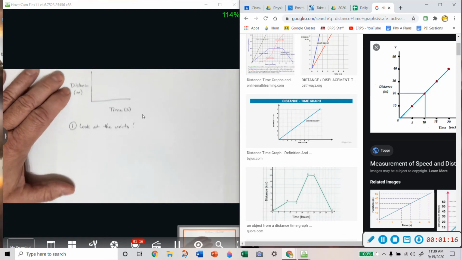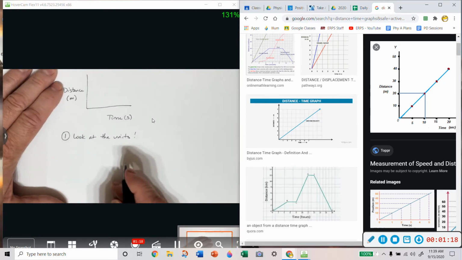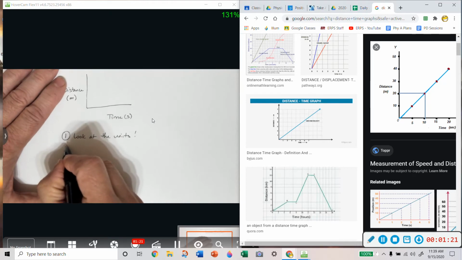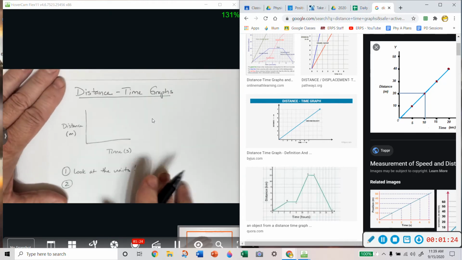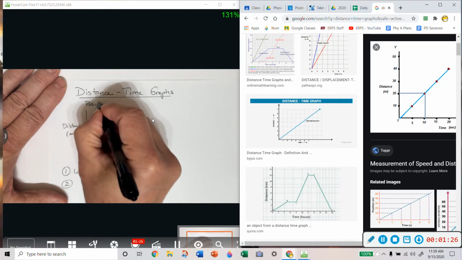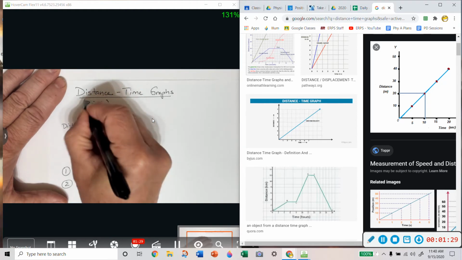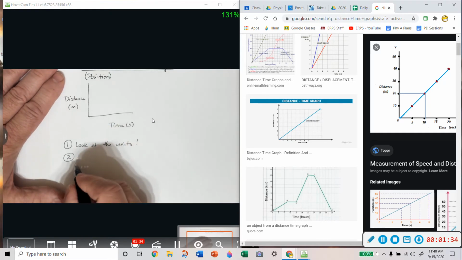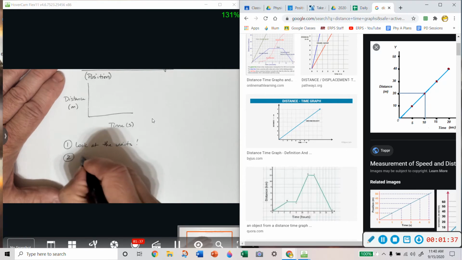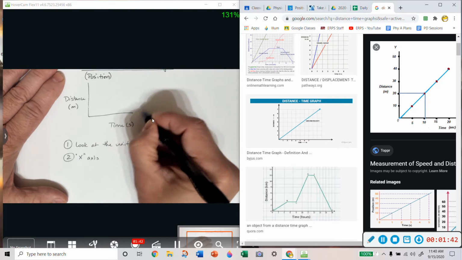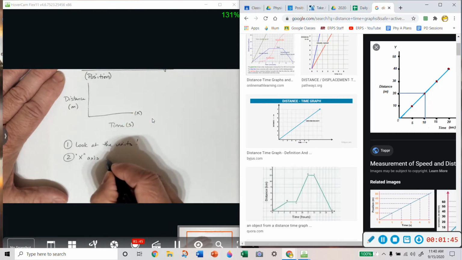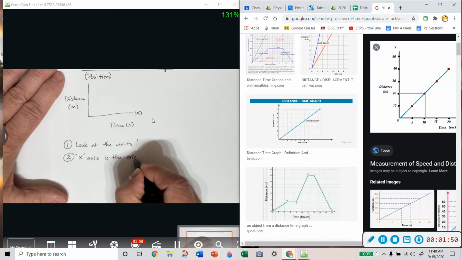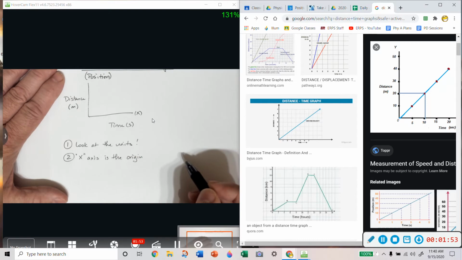Okay, so as we go through, I want to write down more things. The first thing I want you to know about a distance time graph, sometimes called a position time graph, is that it's called a position time graph because it actually is showing your position at that time. So as we go through, I want to point out what you can get from this graph. The first thing you want to know is that the x-axis, this axis right here, is actually called the origin. And the origin means that's where measurements are made from.